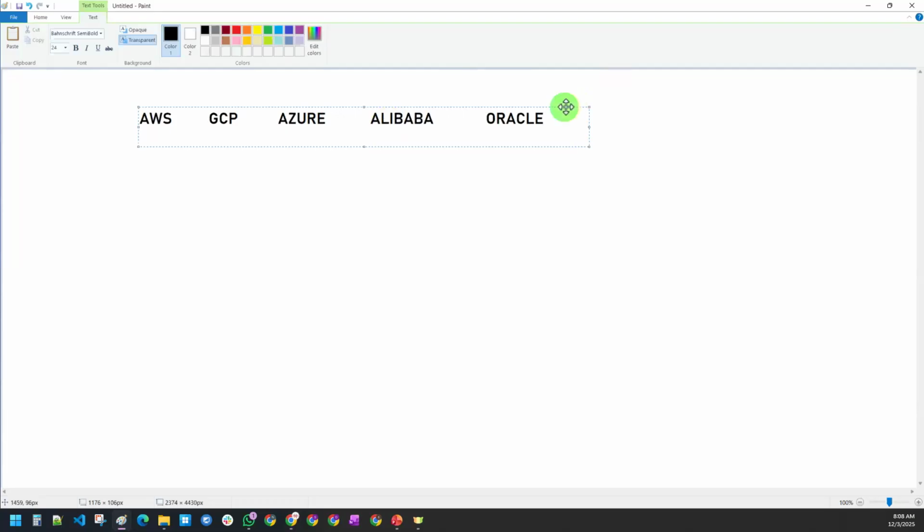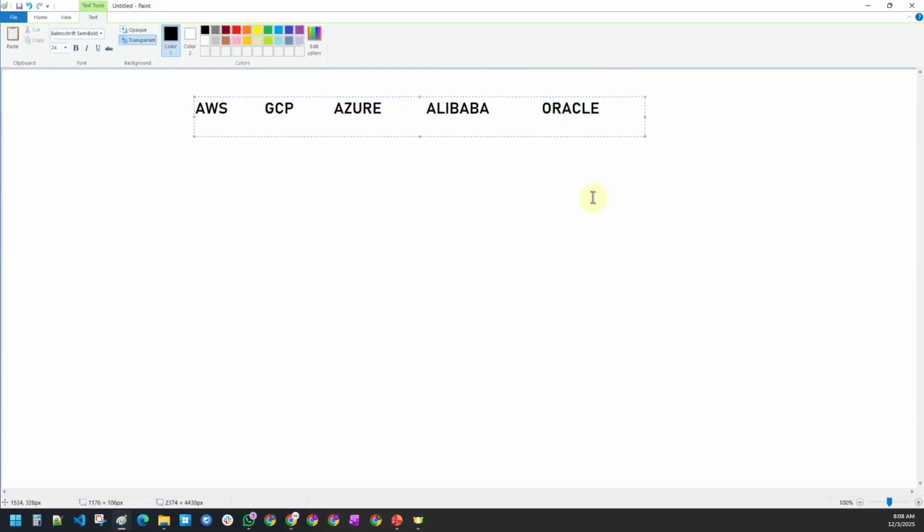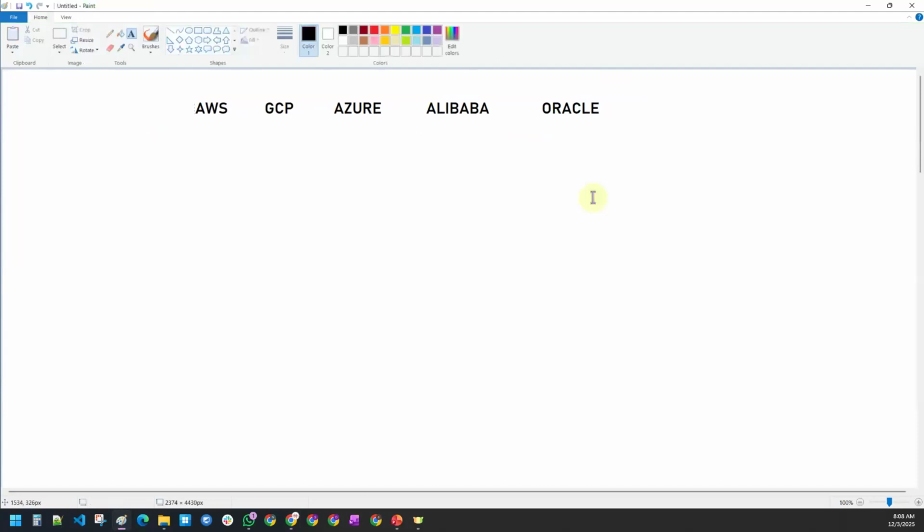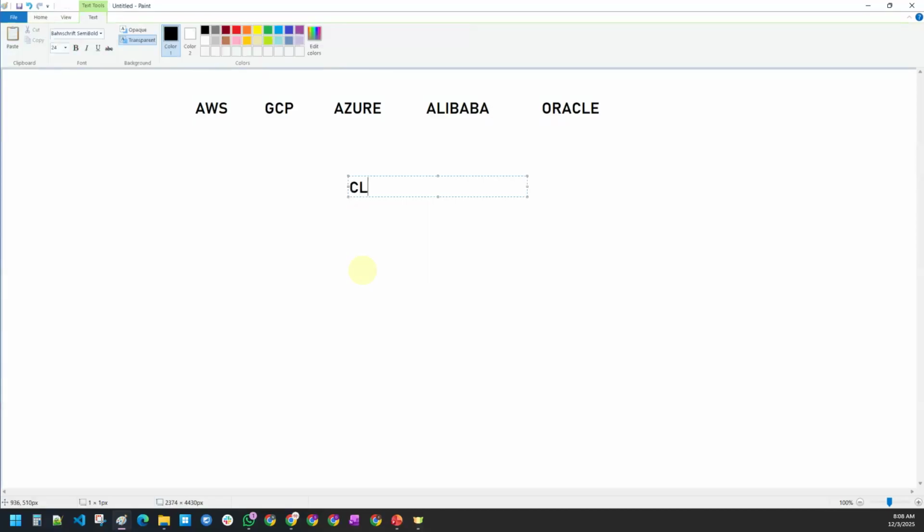Let me just start it from here. Yeah. So look at here, guys. We have multiple cloud providers available in the market, such as AWS, GCP, Azure, Alibaba, and Oracle. So these are all multiple cloud providers.